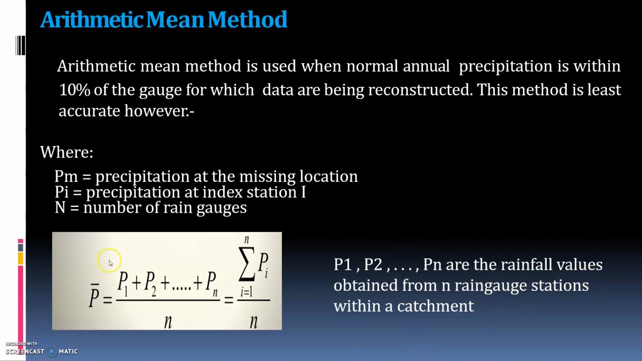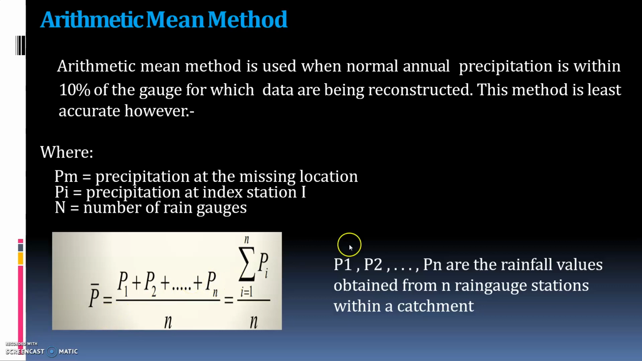Sometimes this P bar is represented by PM also, that is nothing but precipitation at the missing location. And Pi is precipitation at index station 1, P2 at index station 2, and so on, different index stations. This is about the arithmetic mean method. Mainly you have to remember this formula to calculate the missing data.